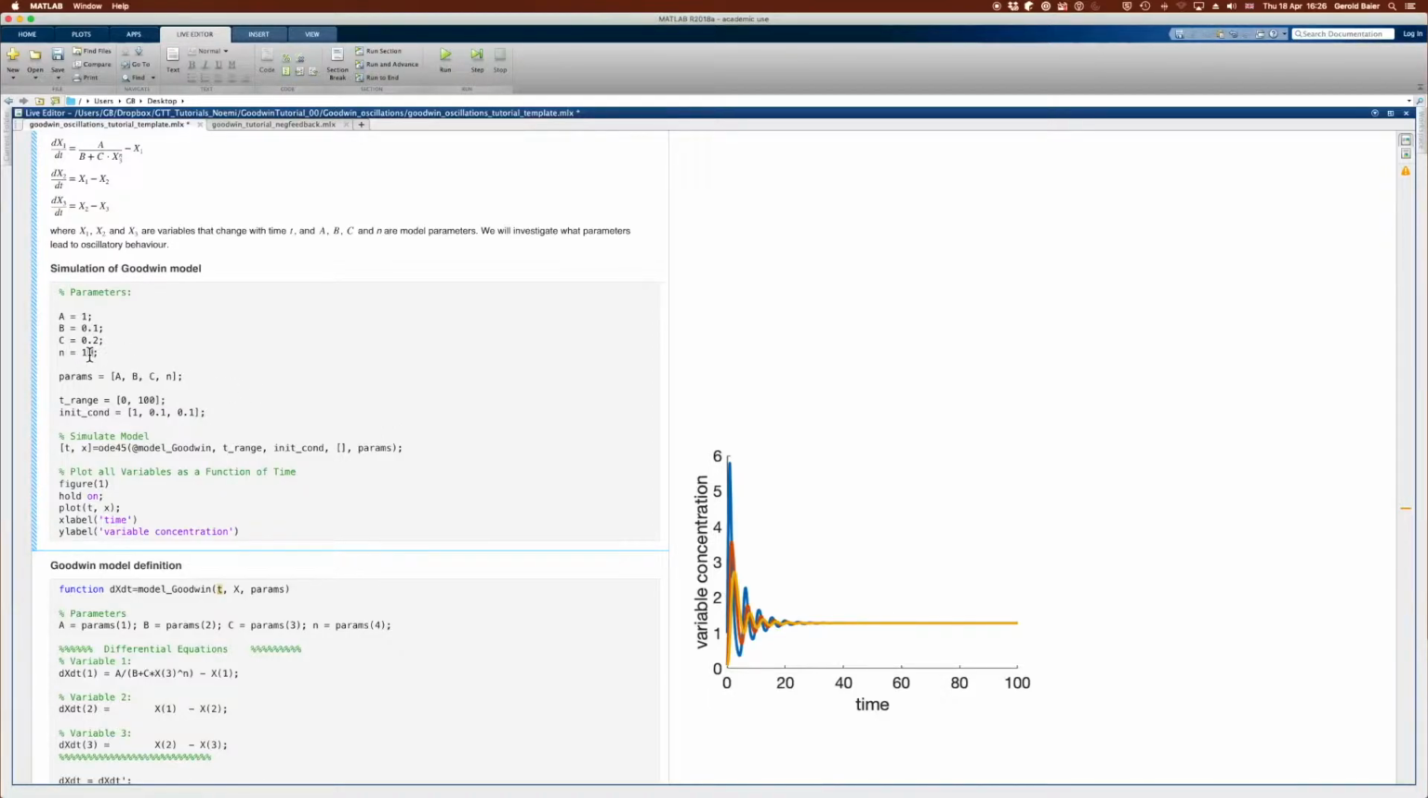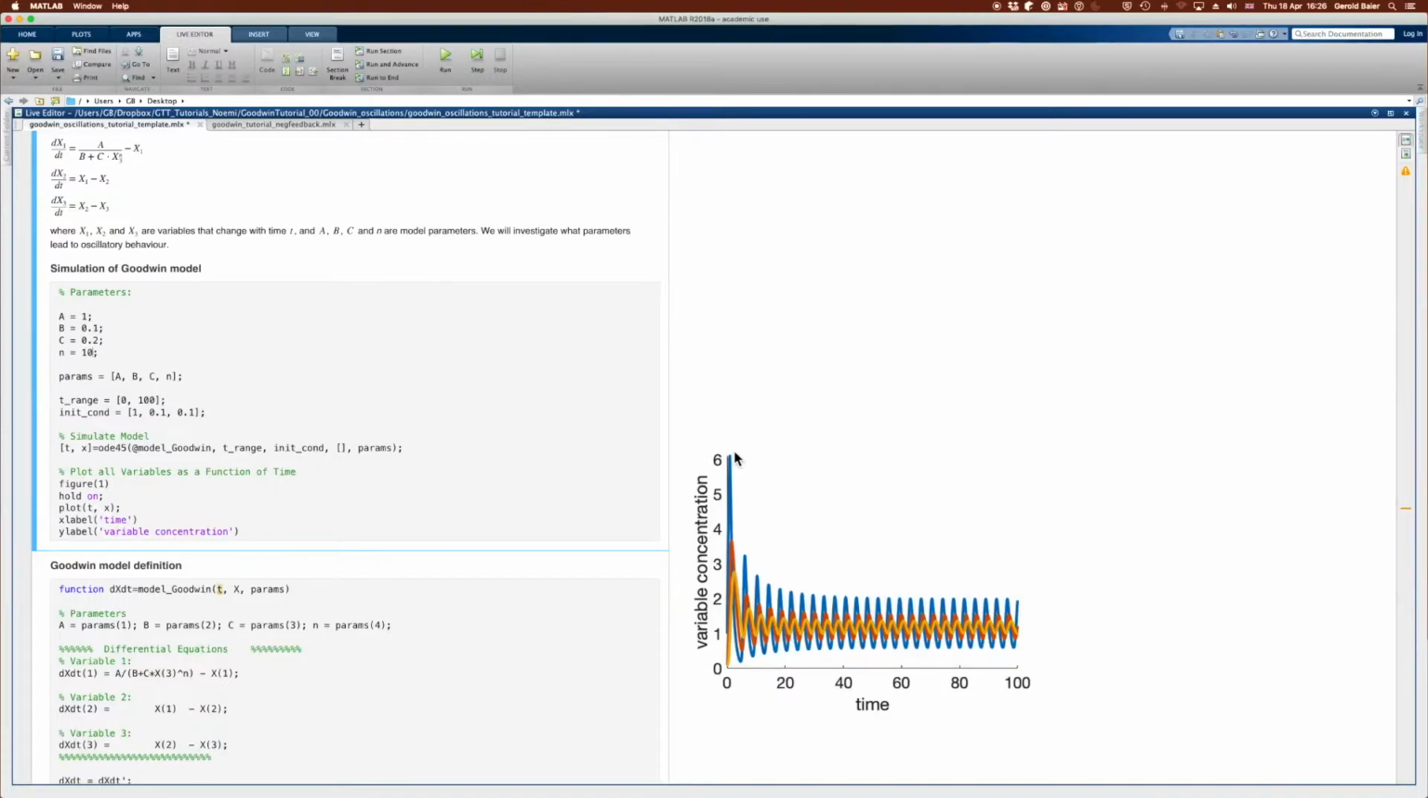Let's set n to 10 this time. What happens? So let's replot it. And now, as you can see, you actually have these oscillations continuing on to time 100 with a very, very high amplitude. So in this particular case of n, it won't actually ever die down as in the previous examples.